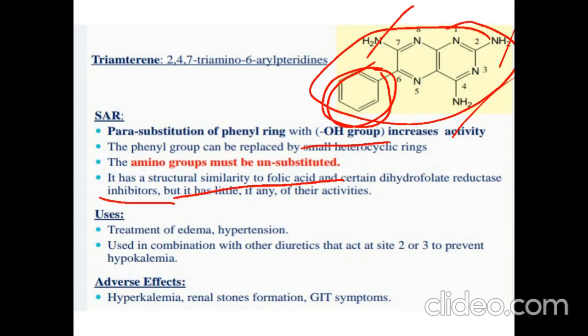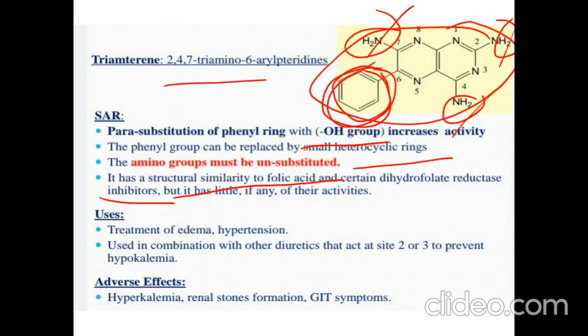So that is the SAR. First, at the para position of the 6th position phenyl group, there must be a hydroxy group. Second, the 6th position phenyl group can be replaced by a small heterocyclic ring. Third, these three amine groups must be present in unsubstituted form. And fourth, due to the structural similarity with the folic acid part, that is pteridine, it shows some kind of DHFR inhibition, but they have very little activity.